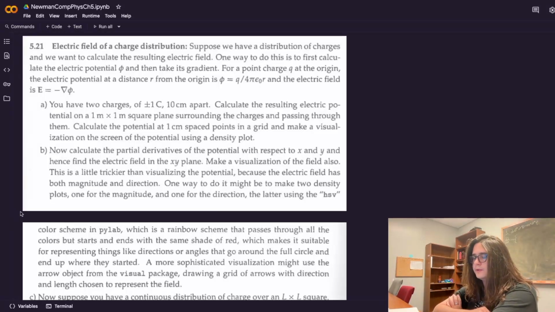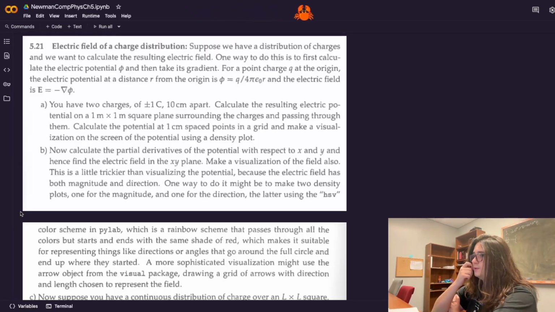All right, silly people, here's the situation. We're going to be using the matplotlib imshow function to display the electric potential due to a couple point charges that are 10 centimeters apart in a 1 meter by 1 meter square plane.